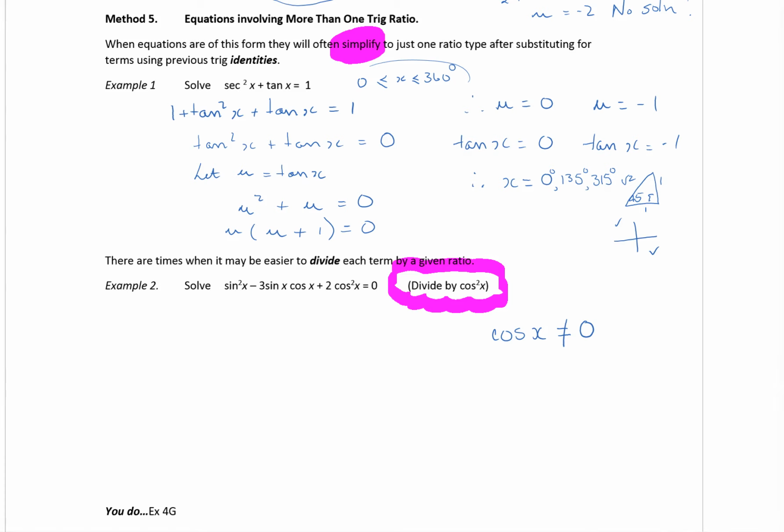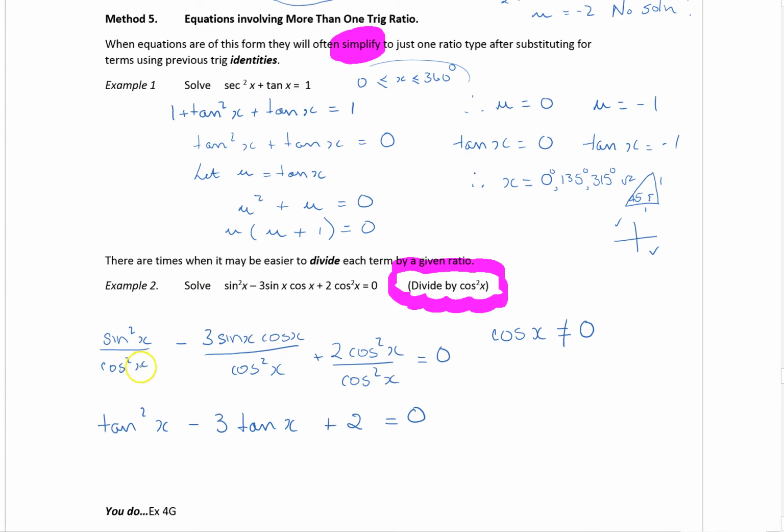Okay, what does that end up looking like? Sine squared on cos squared, minus 3 sine x cos x on cos squared, plus 2 cos squared on cos squared is equal to 0. Sine squared on cos squared will be your tan squared. One of the coses will cancel out, leaving a sine on cos, which is tan, so a minus 3 tan. Cos squared on cos squared is 1, so we've got a plus 2 is equal to 0. Now, same trig ratio, 1 with a power. It's looking like a quadratic, isn't it?